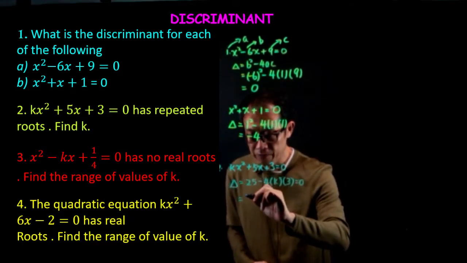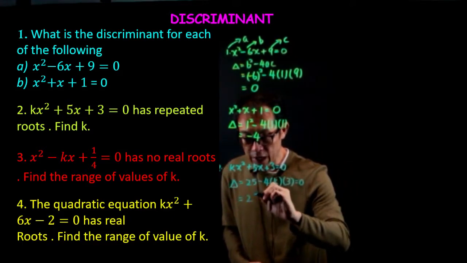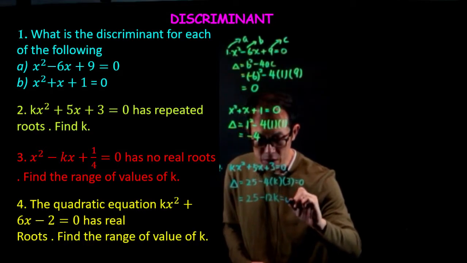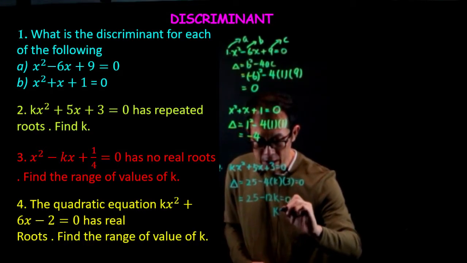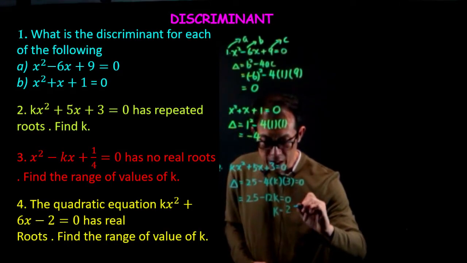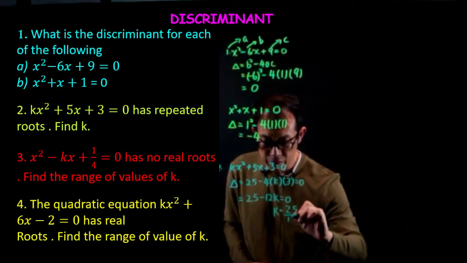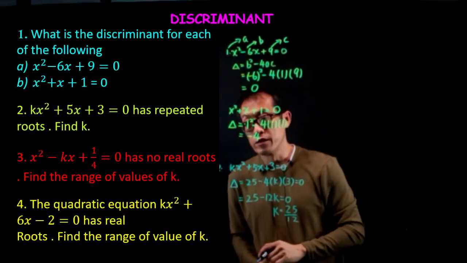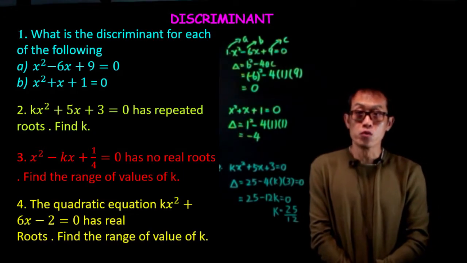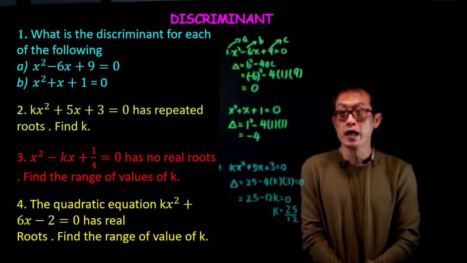So you have 25 minus 12k is equal to 0. So k is equal to 25/12. Okay. Now let's move on to question number 3 and 4.